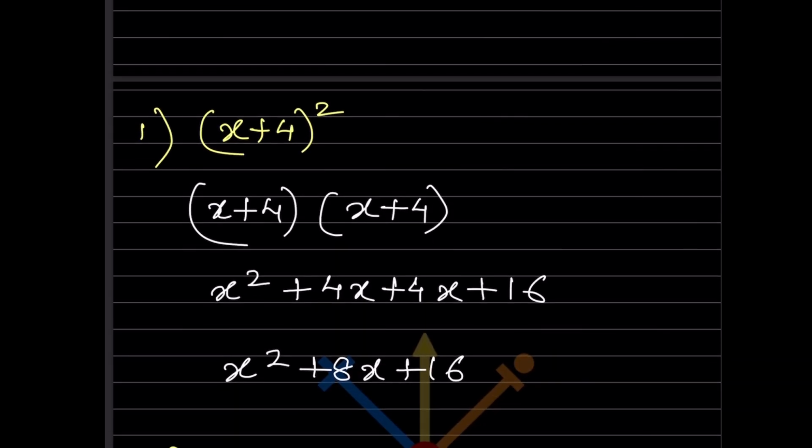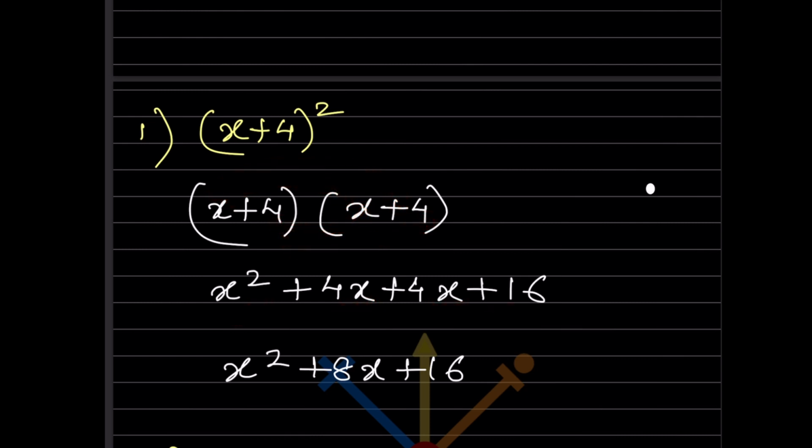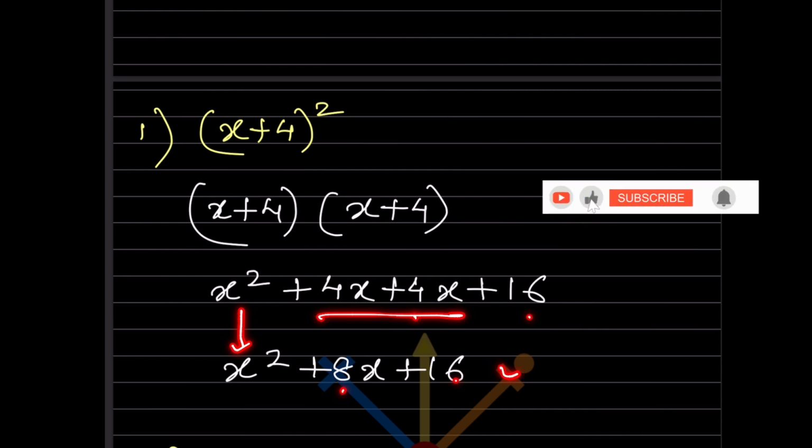Now you can see here x plus 4 whole bracket square. This thing you can also write as x plus 4 into x plus 4, or you know this will be in the form of a plus b whole bracket square. That will be a plus b whole bracket square means a square plus 2ab plus b square. You can do it that way, or you can write it twice and then expand it. So this is going to be x square plus 8x plus 16.